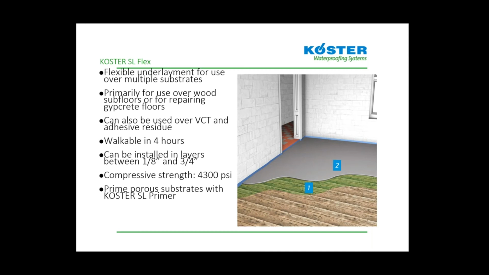depending on the construction. If we're going over elevated wooden floors at normal joist spacing, we generally don't go any thinner than 3/8 of an inch with this product, just so it has enough body to withstand the stresses of the deflection. But again, it is a 4,300 PSI compressive strength product that's very, very flexible and very high performance. Any kind of porous substrates that we go over, like these wooden subfloors, for example, can be primed with KOSTER SL primer.